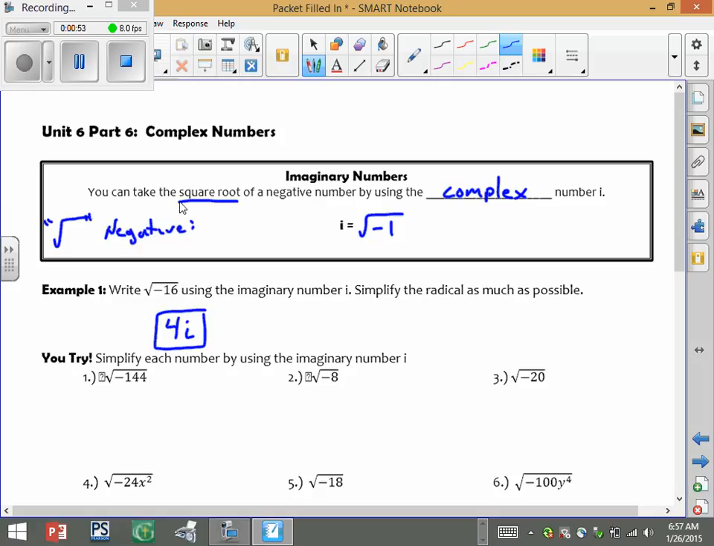what you need to realize is that this time, one of the things that you're going to pull out is the letter i. So negative 144. Well, we know the square root of 144 is 12. Since it's negative, you put the i.